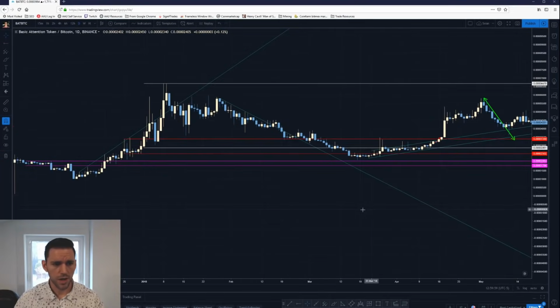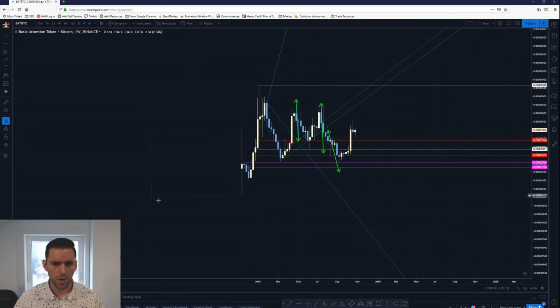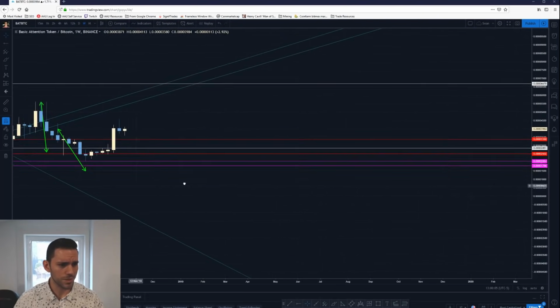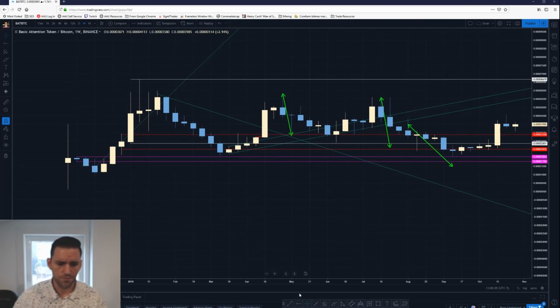So let's walk through the psychology of this move. We're going to start with a quick glimpse of the weekly chart, just to see. Let's take a look. We have a monthly level respected there.